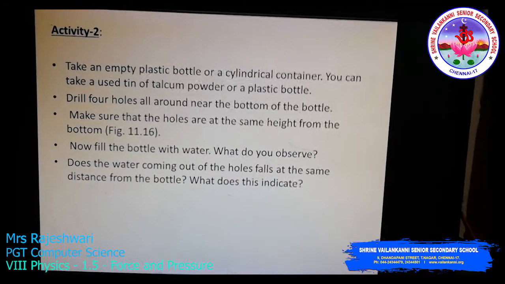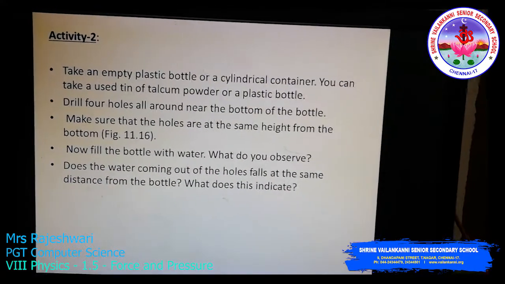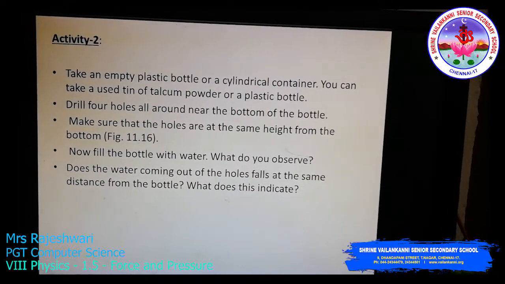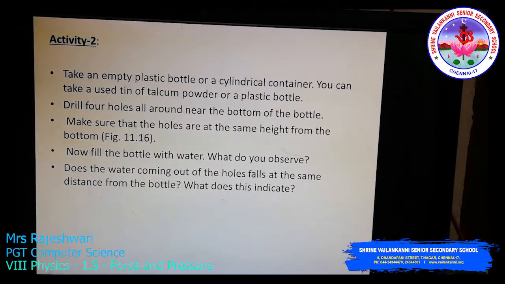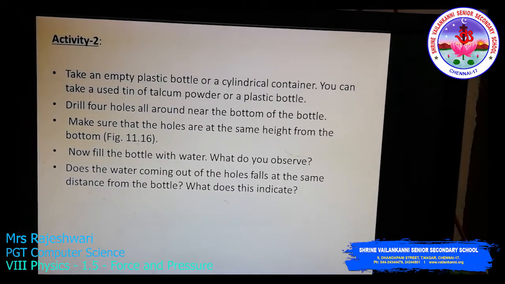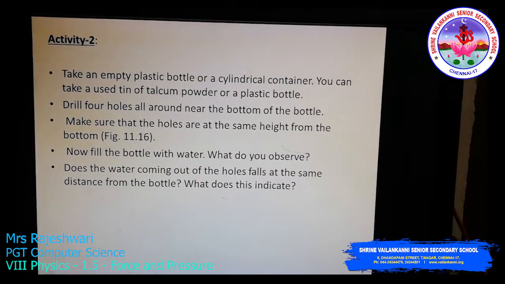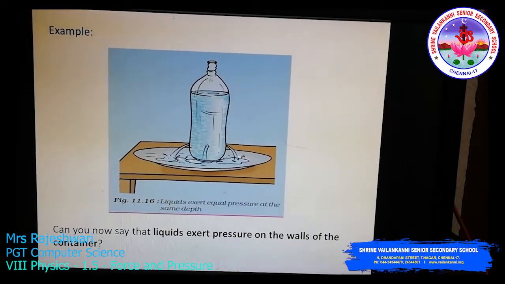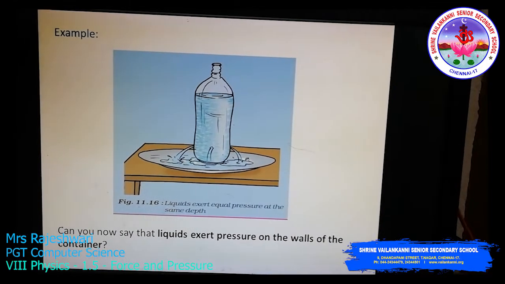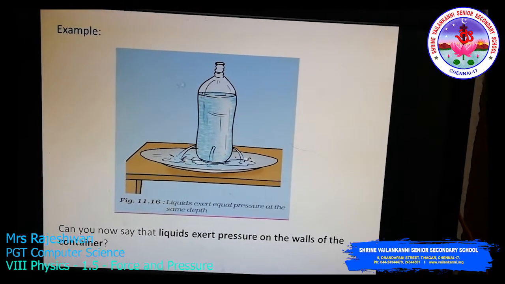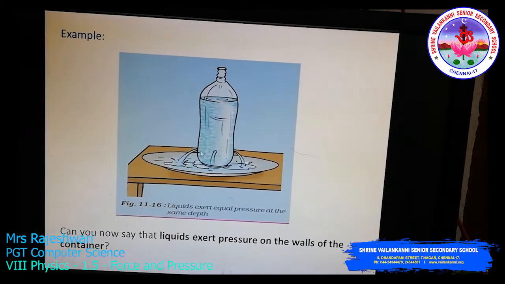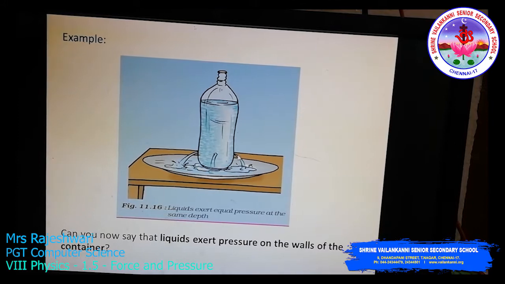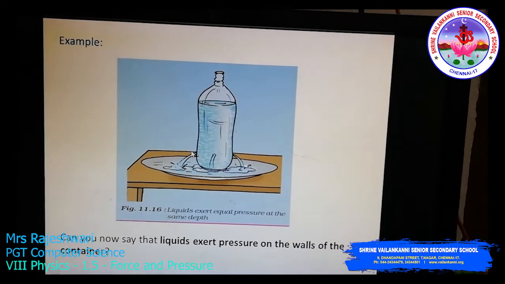In activity 2, you will be asked to take a plastic bottle or a cylindrical container. It can be an empty plastic bottle like a Coca-Cola bottle or anything you have at home. What you have to do is drill 4 holes near the bottom of the bottle. Like this you have to do. See here, first you take an empty plastic container, and you have to put holes at the bottom of the bottle. See here, this is the bottom. Here you have to drill 4 holes near the bottom of the bottle, and all the 4 holes should be at the same height from the bottom.